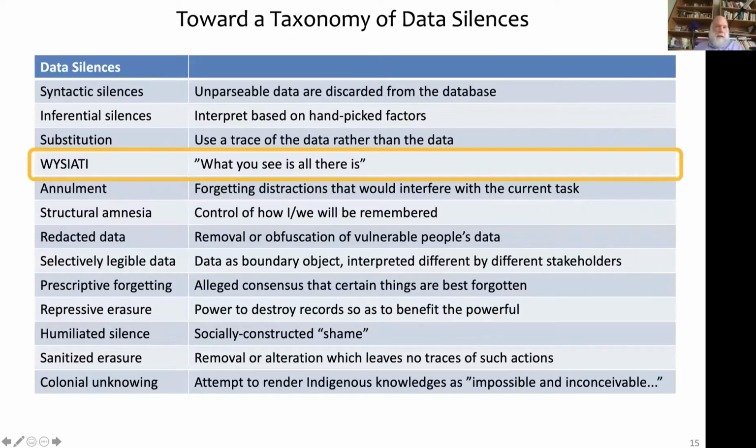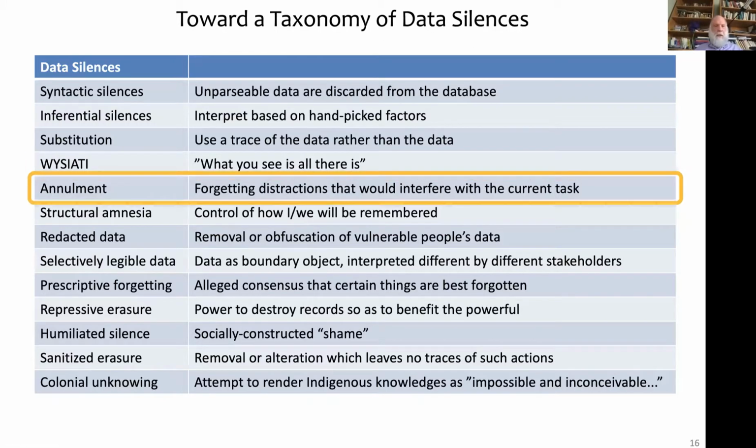Related to that is this notion of, it's a fancy acronym, but what you see is all there is. All we have is the traces. And so we assume the traces are the data, and we assume the traces are complete as descriptions of the data. And now that I've said that, I hope we're all saying, oh no, I wouldn't do that. But I think most of us do at one time or another.